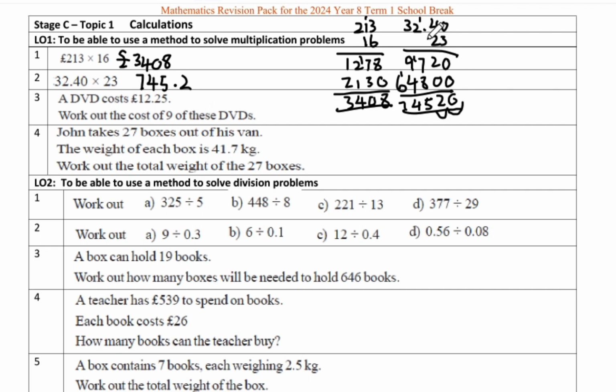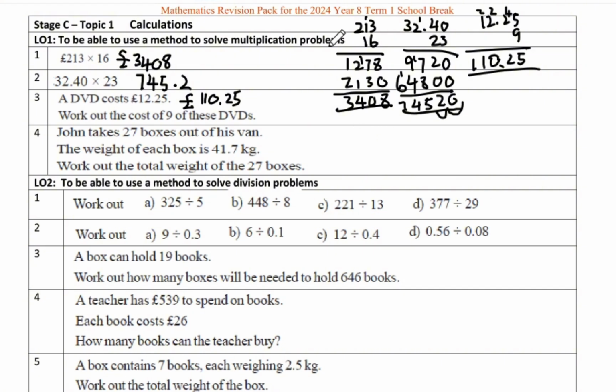A DVD costs 12.25. Work out the cost of 9 of these DVDs. So we're going to take 12.25 multiplied with 9. So the answer would be 110.25, and make sure I add a unit.